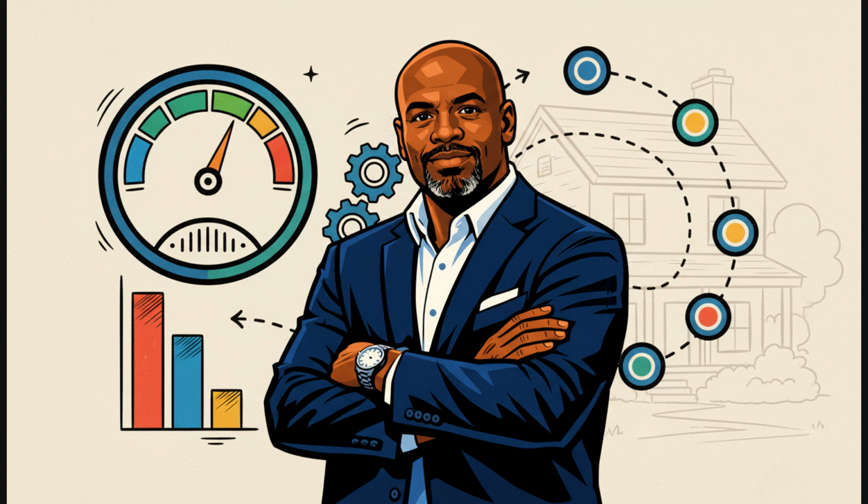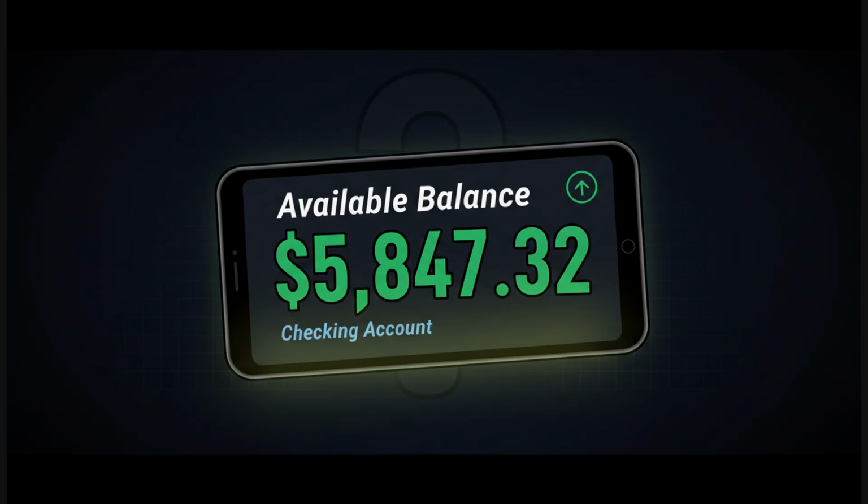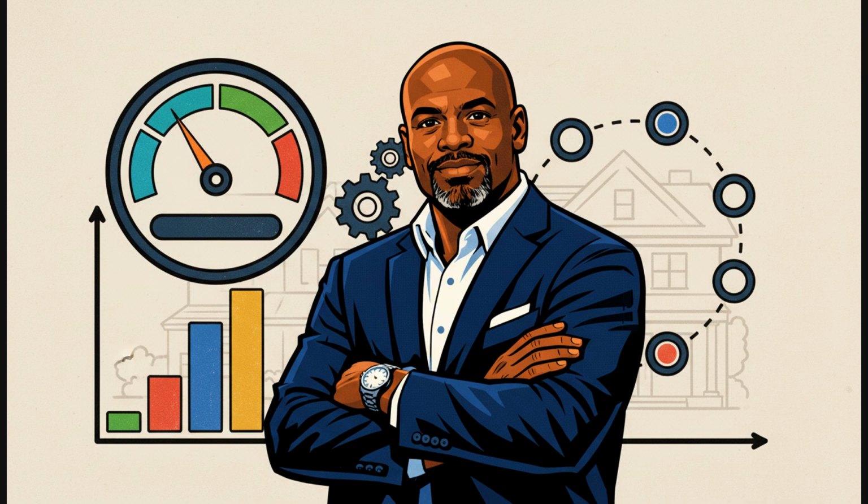Every single month, thousands of rental property investors discover they're actually losing money. They look at their bank account and see a positive number. They think they're winning. They're not. They never ran the numbers correctly.